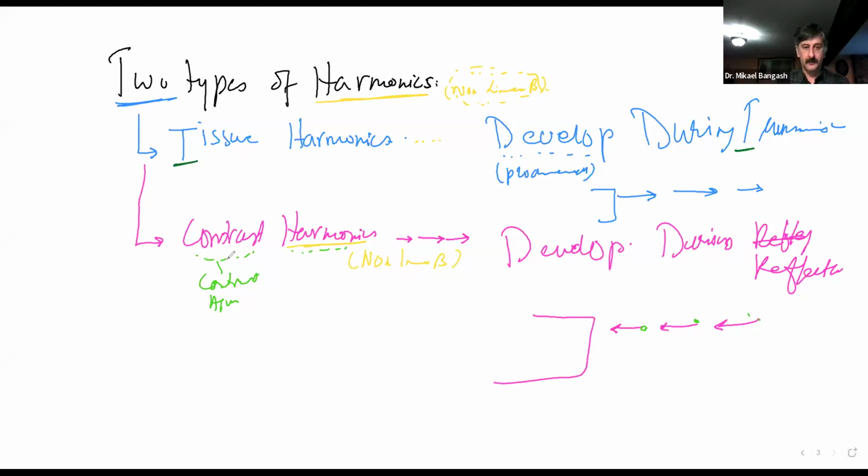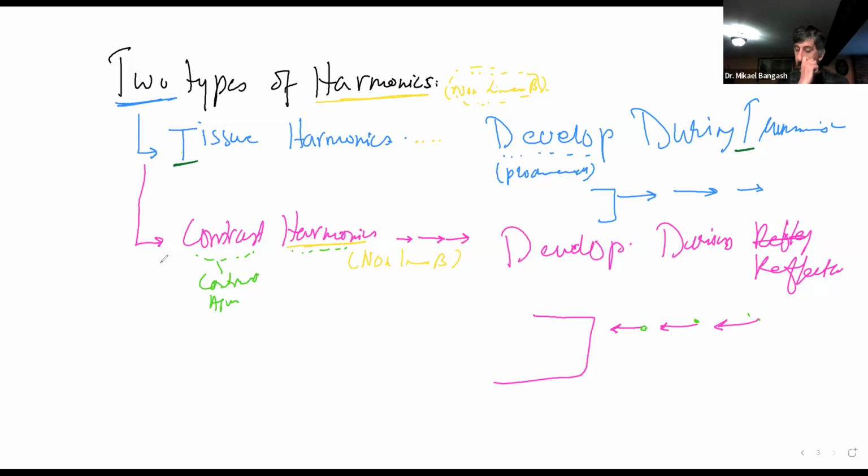And last but not the least, the two kinds of harmonics that we may end up talking about. The first is tissue harmonics. Why do we call them harmonics? Mainly because they display nonlinear behaviors. And those nonlinear behaviors will develop during the transmission. Transmission of what? Transmission of the sound waves.